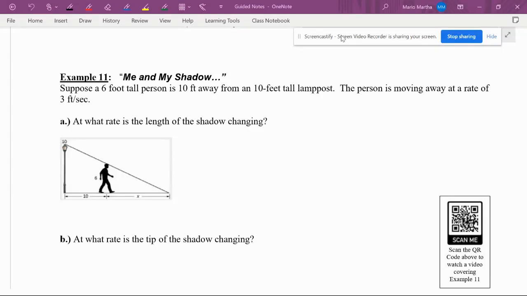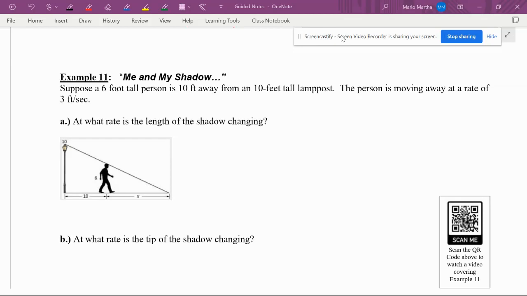Welcome back to Calc AB 4.5, example 11. This would be finishing up 4.5. So, me and my shadow: suppose a 6 feet tall person is 10 feet away from a 10 feet tall lamppost. The person is moving away at a rate of 3 feet per second.